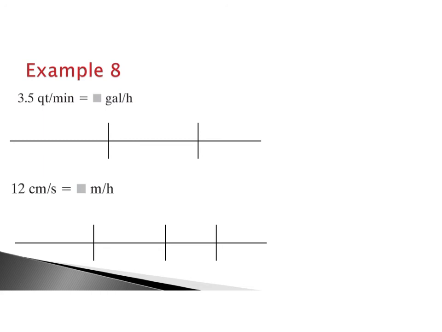And for our last example, we have 3.5 quarts per minute. So again, because it's quarts per minute, that's 3.5 quarts for every 1 minute. And I need to go into gallons per hour. Well, earlier we said that 4 quarts is equal to 1 gallon. So I'm going to go ahead and plug that in. I'm going to cancel out my quarts.